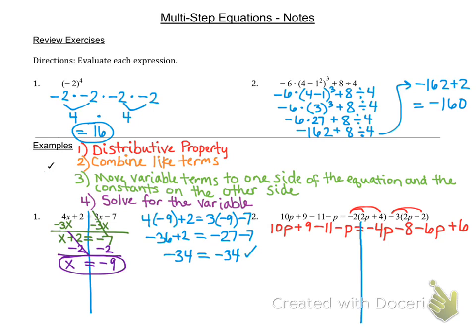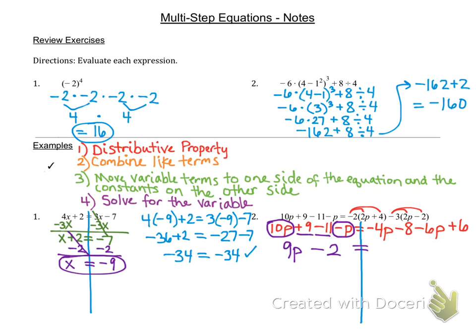Let's combine all the like terms on the left side of the equation. So I have 10p and a negative 1p. 10p minus 1p is 9p. Then I'm going to combine the numbers. 9 and a negative 11, so 9 minus 11 is a negative 2. I'm going to bring down my equal sign.